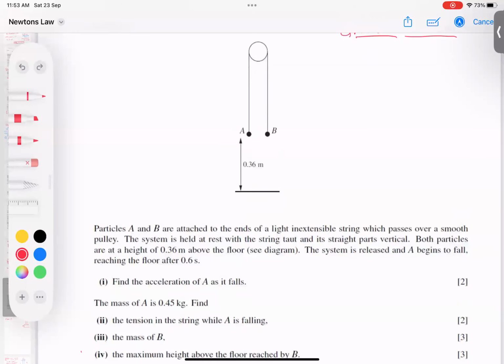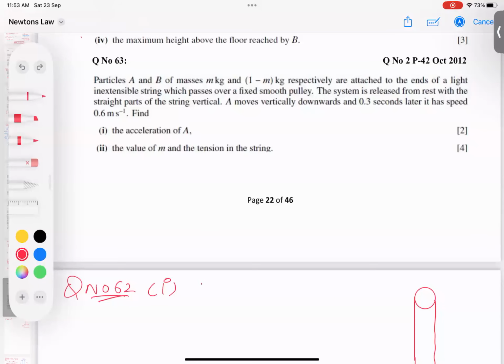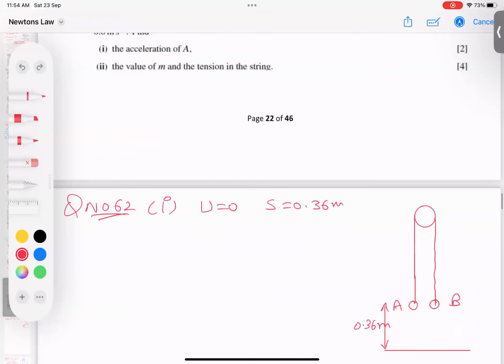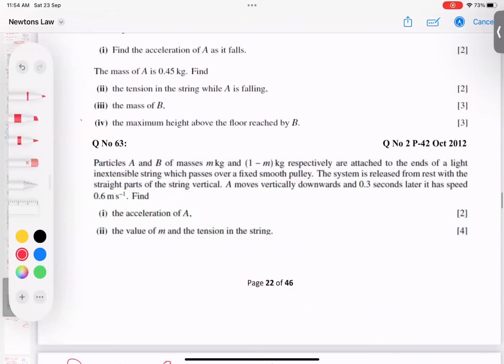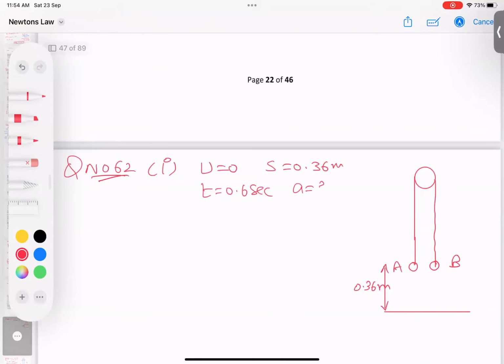He has given us this distance, 0.36 meters height, and B is released from rest. It means starting velocity is 0, so u is 0 and s is 0.36 meters. He further mentions that it takes 0.6 seconds to reach the ground, so time taken is 0.6 seconds. And what is the ultimate target? We have to find the acceleration, so a is equal to question mark.